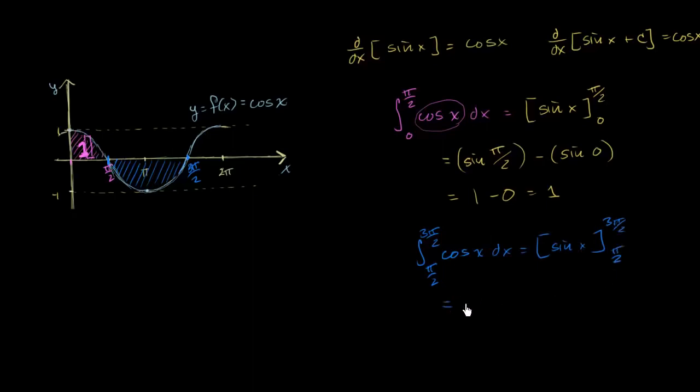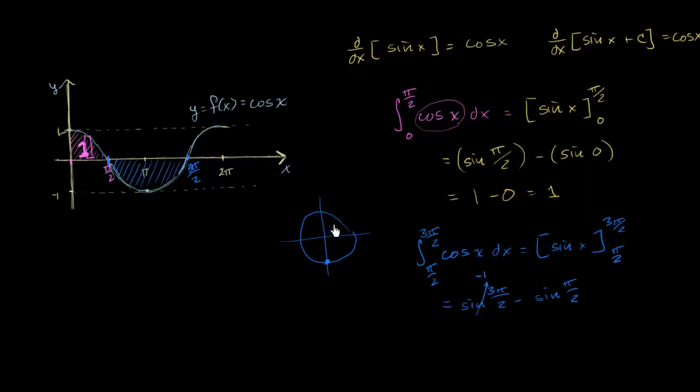So this is going to be equal to sine of 3 pi over 2 minus sine of pi over 2. What's sine of 3 pi over 2? If we visualize the unit circle real fast, 3 pi over 2 is going all the way 3/4 around the unit circle. So it's right over there. Sine is the y-coordinate on that unit circle, so it's -1. So this right over here is -1.